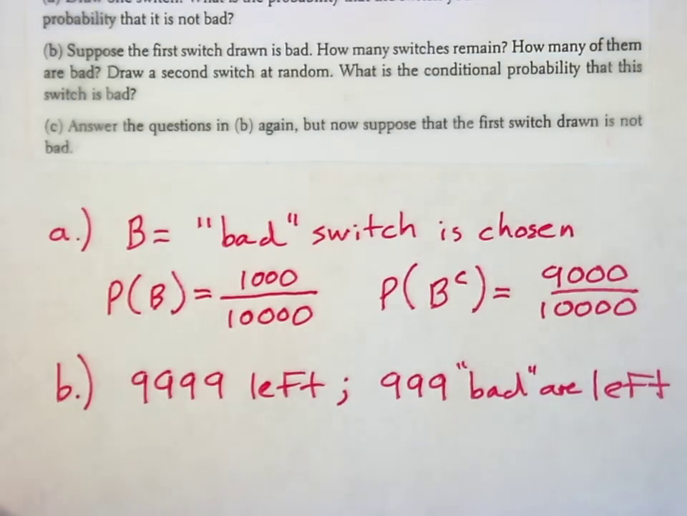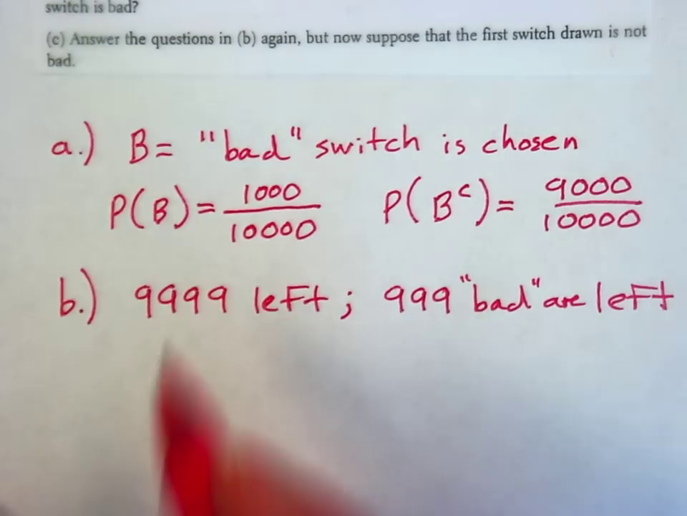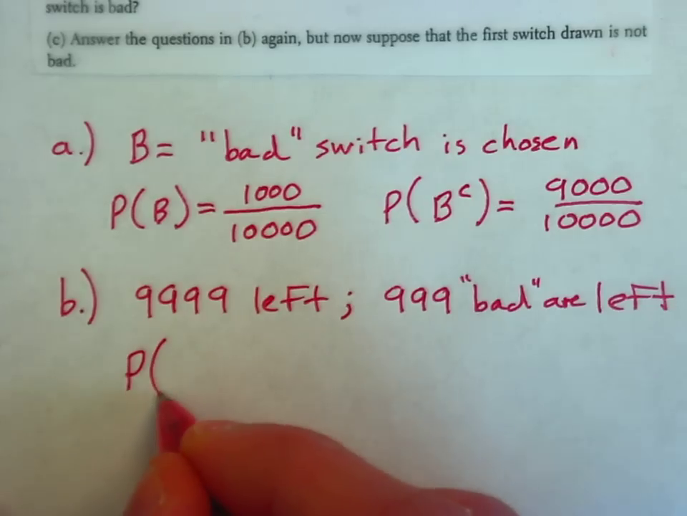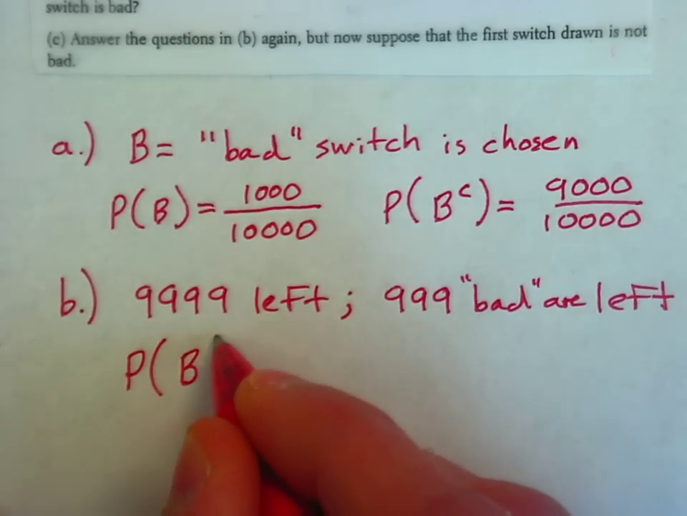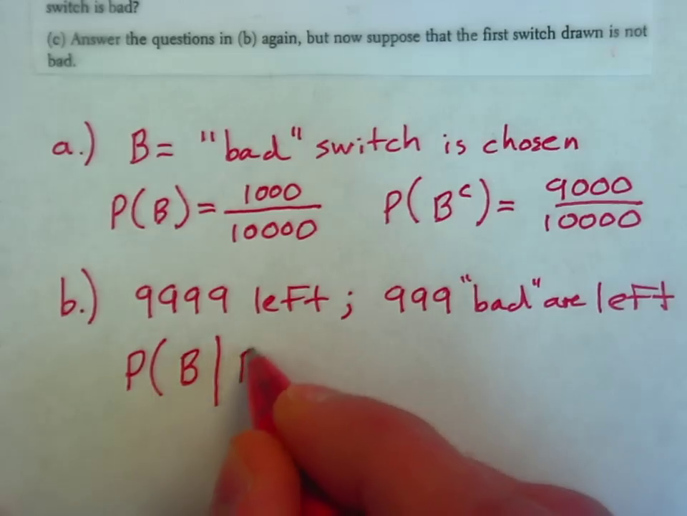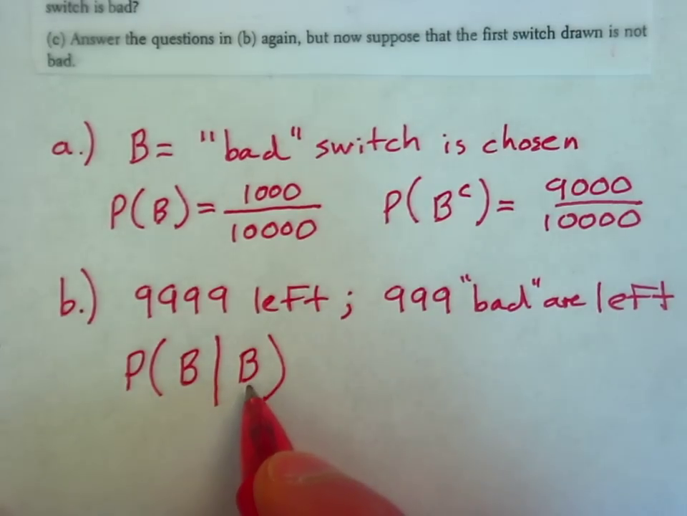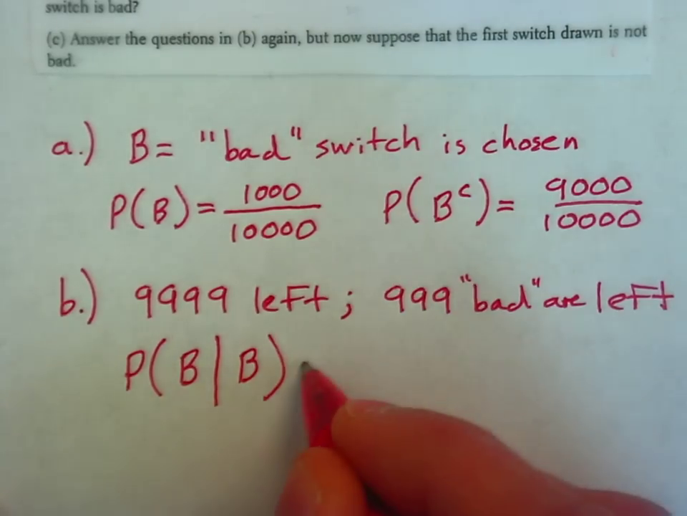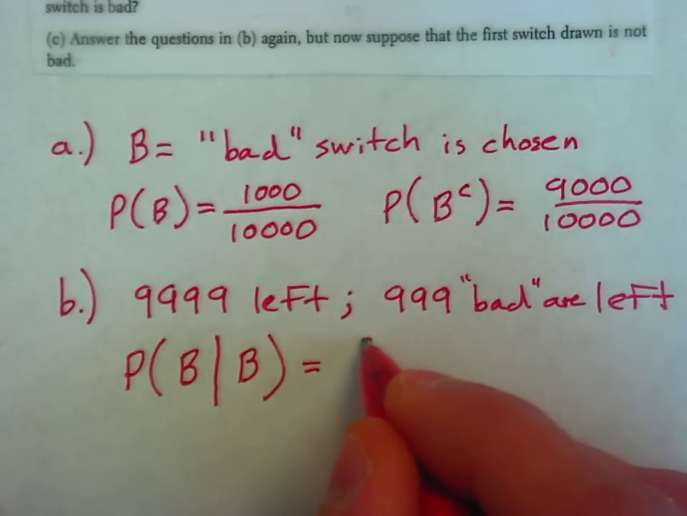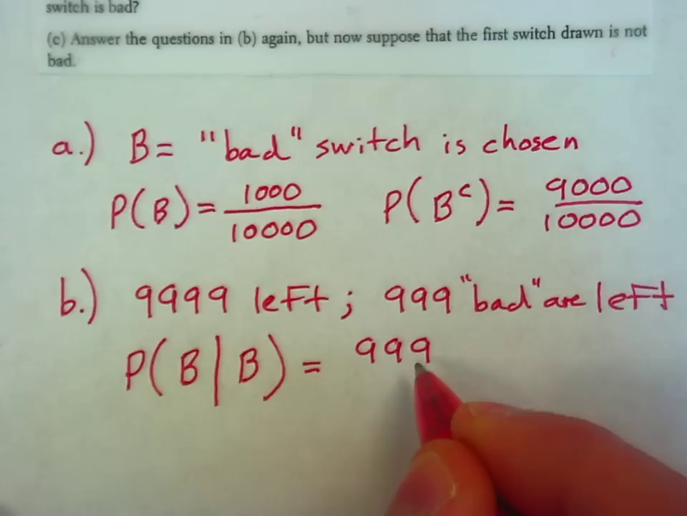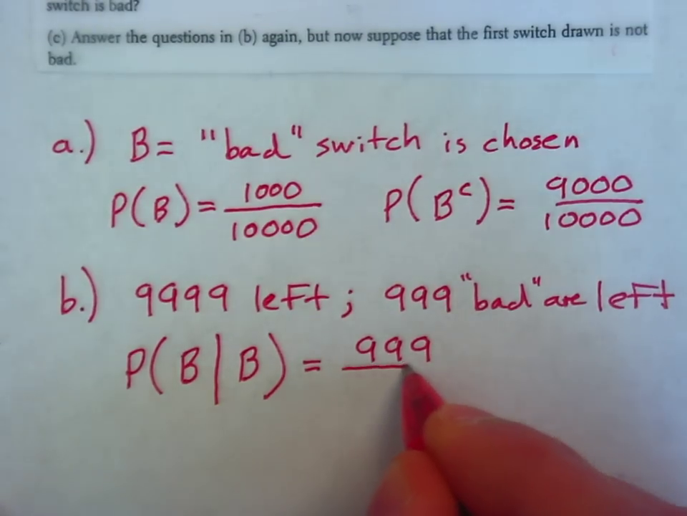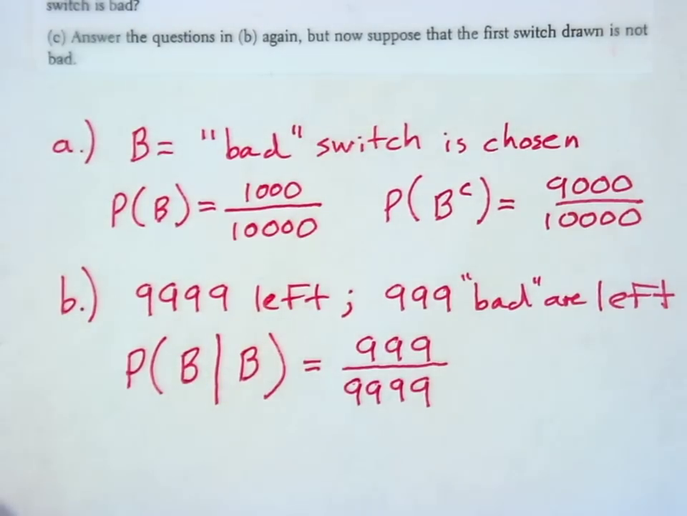So what's the conditional probability that if I draw a second switch, this switch is bad? Well, the probability that my next switch is bad given that the first switch was bad. So understand, one of the bad switches is already gone. That's the condition. So there are now only 999 bad switches that are left out of a total of 9,999 switches that remain. That's your answer to part B.